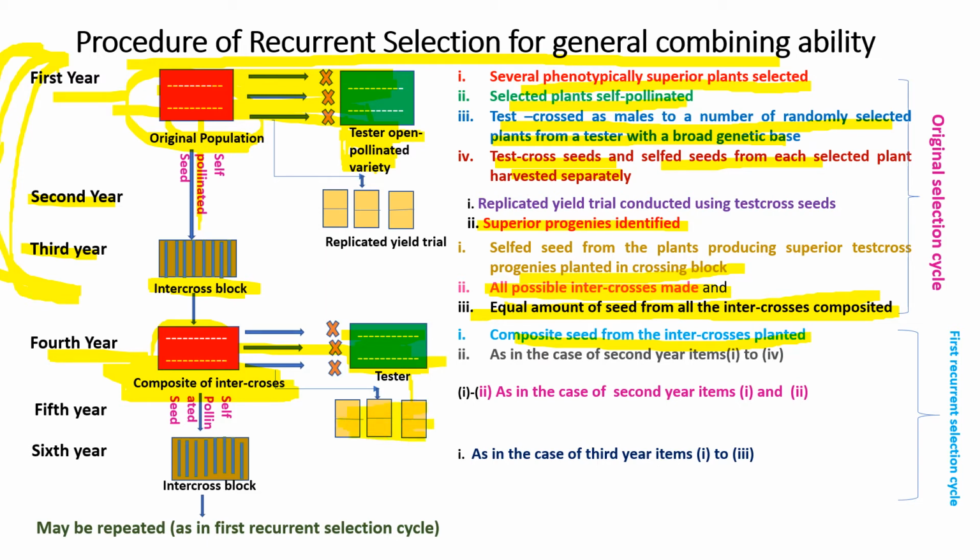Now from fifth year, superior progeny and composite intercrosses of self-pollinated species are crossed within intercross block, and self seed from plants producing superior test cross progeny are planted in cross block. All possible intercrosses are made, and equal amount of seed from all the intercrosses are composited. This is the first recurrent cycle. This cycle may be repeated in several generations to get a superior variety or to get a desired variety.